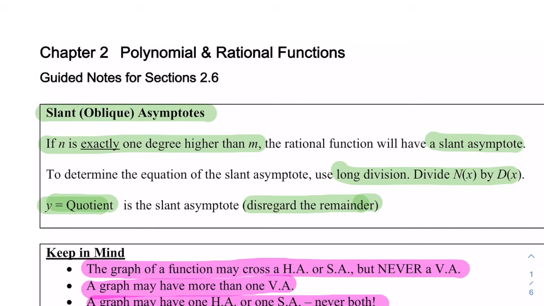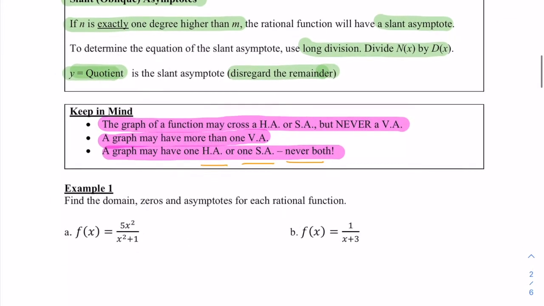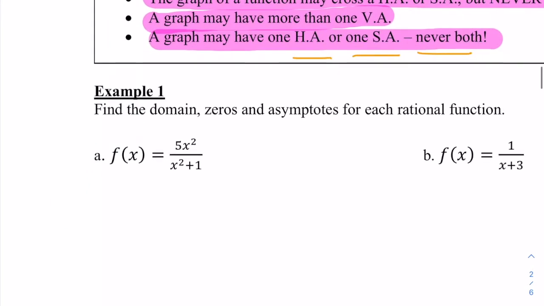Now remember, to determine if it has a slant asymptote or a horizontal asymptote, we're looking at the degree. Right? So the degree, there's going to be a comparison. So it'll either be greater than, equal to, or less than. We can never have both or more than one situation. So that's why there's never more than one horizontal or slant asymptote. Now let's look at some of these problems. For each of these, we're going to find the domain, the zeros, and the asymptotes.